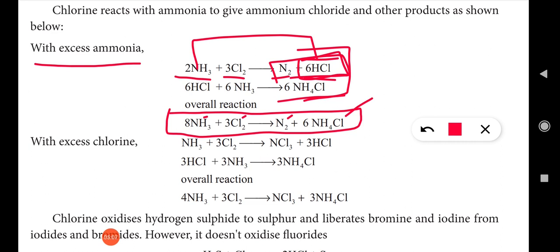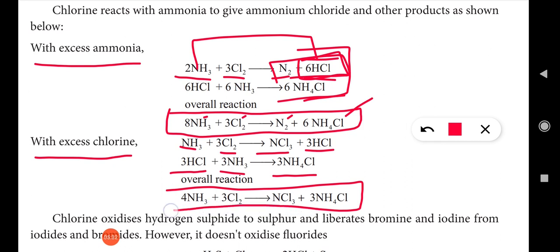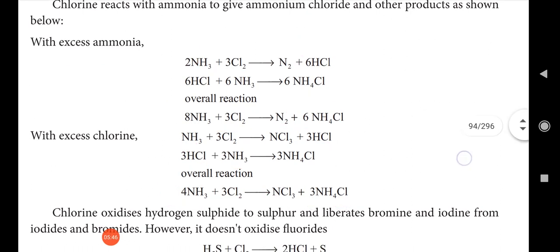Now we are going to see the reaction of ammonia with excess of chlorine. When ammonia reacts with excess chlorine, it forms nitrogen trichloride, NCl3, along with hydrochloric acid. Then hydrochloric acid reacts further with ammonia to form ammonium chloride. So this is the overall reaction: when excess chlorine reacts with ammonia, the compounds formed are nitrogen trichloride and ammonium chloride. So we are discussing the chemical properties of chlorine.